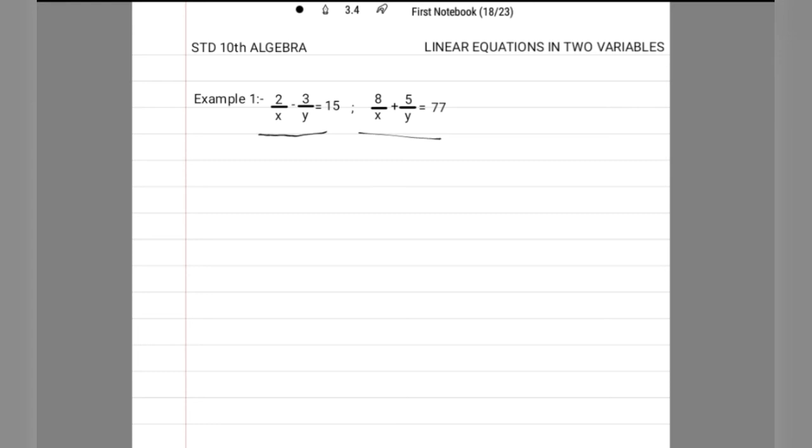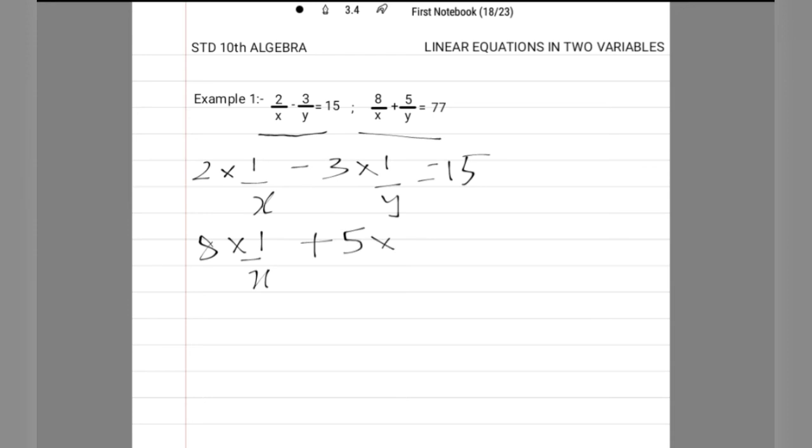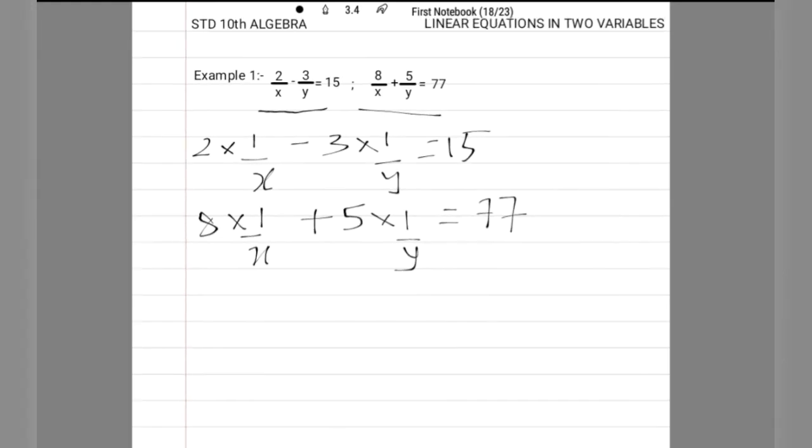Now let's see how. Now this equation, that is the first equation, can be written in the form like this, that is 2 into 1 by x minus 3 into 1 by y is equal to 15, and the other equation can be written as 8 into 1 by x plus 5 into 1 by y is equal to 77. So this is the same thing. We have just separated the terms, coefficients and the variables. So it is actually the same thing.